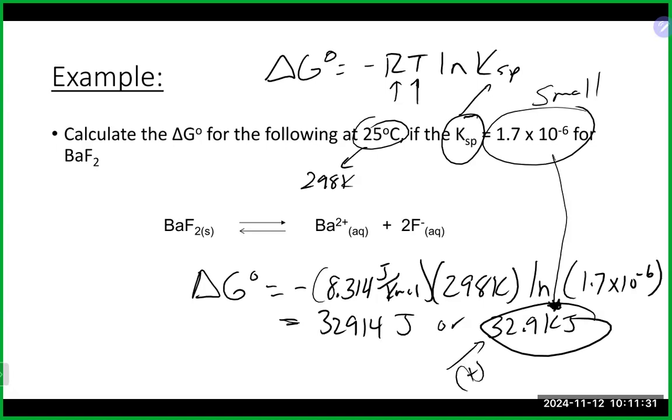So again, if you forgot the negative when you're doing the calculation but understood the concept, you hopefully would catch it, because you should not have a negative value for a small value of K. So those are things you want to watch out for. Questions on those two?